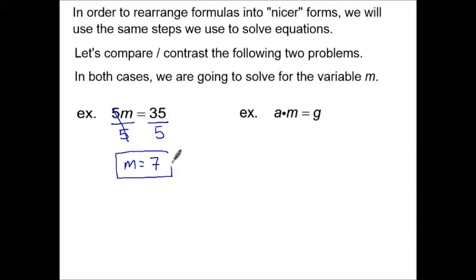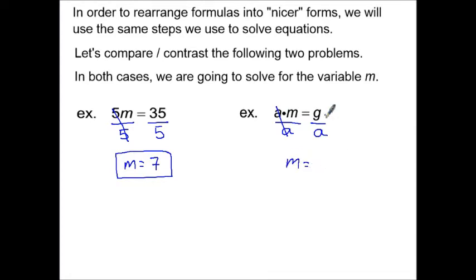So easy enough. When I come over here, I've got a times m equals g. So I do still have a multiplication by m, and I've got some other thing over here, g. Now remember, variables just stand for numbers. We just don't happen to know what those numbers are at a given time. So the same basic steps apply. If I have a multiplication, I use division to cancel it. So I have a times m, a multiplication, so I'm going to divide by a to cancel the a's. Just like in the other equation, I have to do the same thing to both sides. So I divided by a here, and I divided by a here. Those cancel, leaving us the m all by itself.